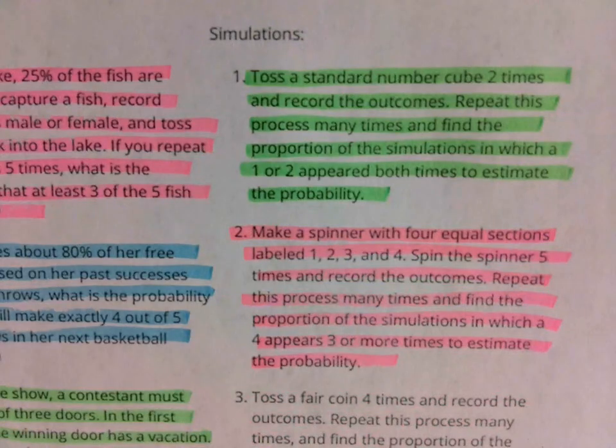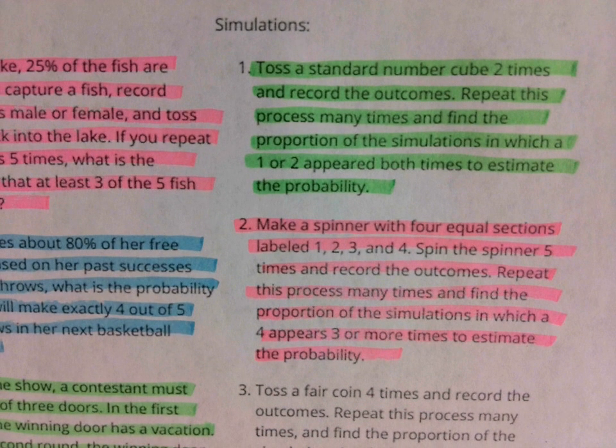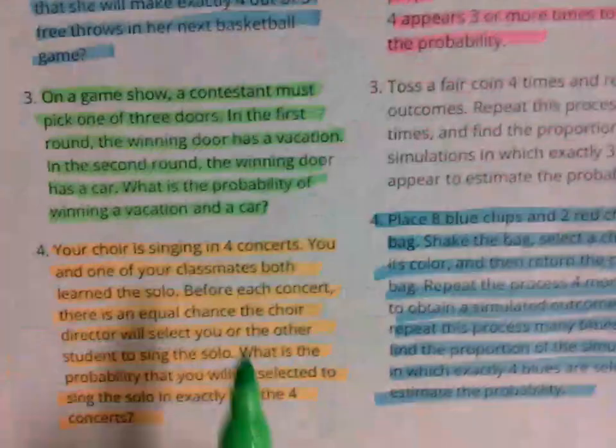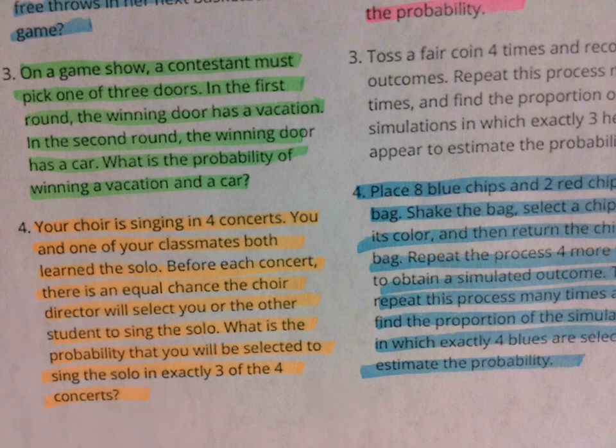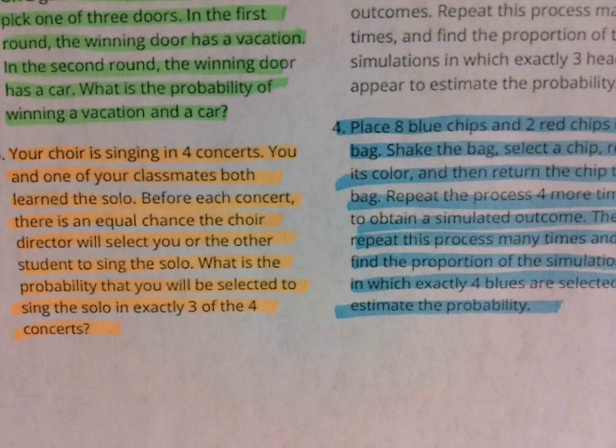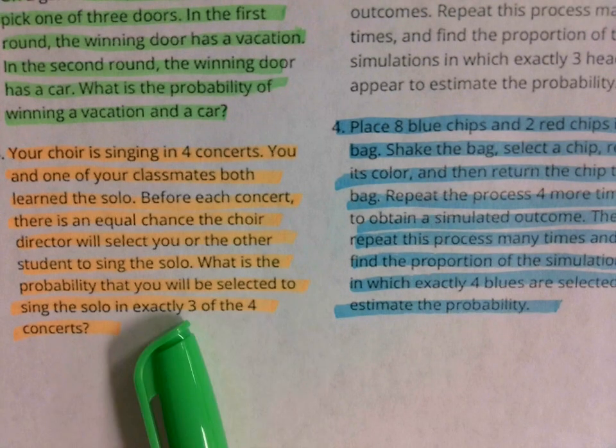So that means that the last one is going to be outcome number 3. Your choir is singing 4 concerts, and you and one of your classmates both learn the solo. Before each concert, there's an equal chance the choir director will select you or the other student to sing the solo. We want the probability that you will be selected to sing the solo exactly 3 of the 4 concerts. That's going to be simulation number 3.